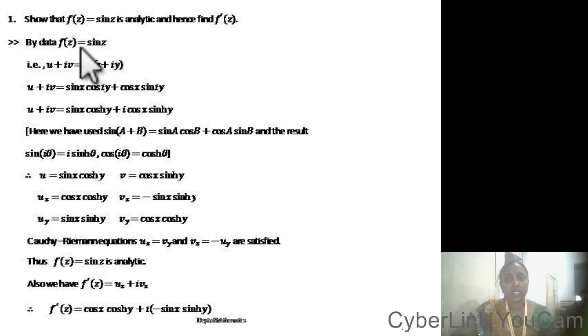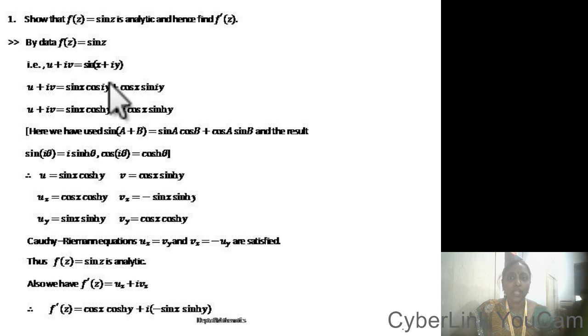So f of z is equal to sin z. Now here f of z I have taken as u plus iv, and similarly the function is sin z. Here z I have taken as x plus iy, that is a complex number z in terms of Cartesian form. Now if we see the term, this is in terms of sin of a plus b.